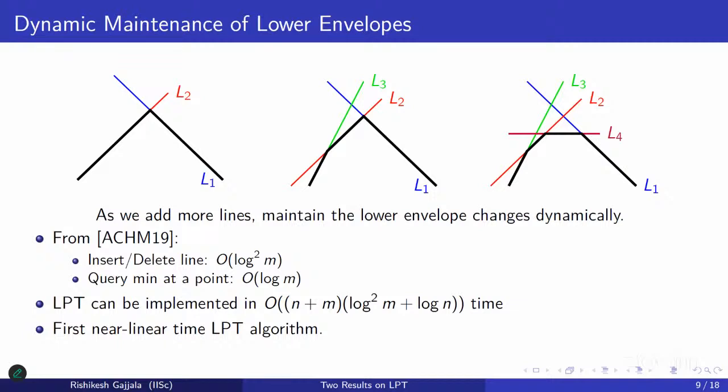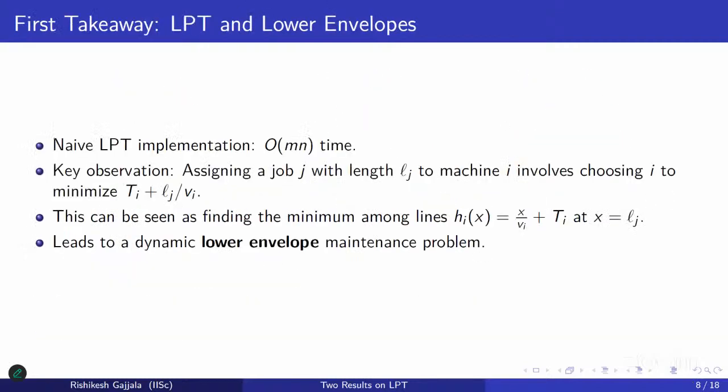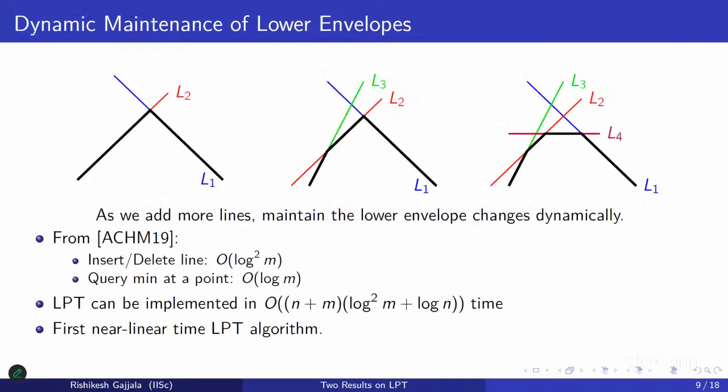Now, using this data structure, each of the LPT heuristic choices can be seen as a line. One can use this and get an LPT algorithm implementation in order n plus m log square n plus log n time. And this is for the classical uniform scheduling problem. Even for a variation, the drone warehouse problem, we can make this work with a little more work. And yeah, this is the first linear time LPT algorithm.